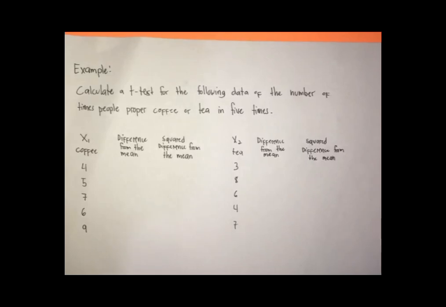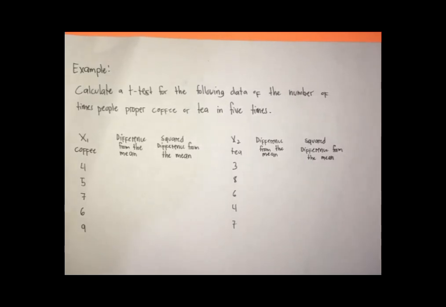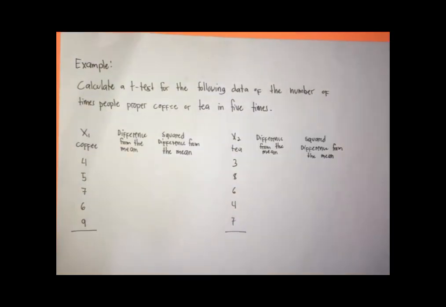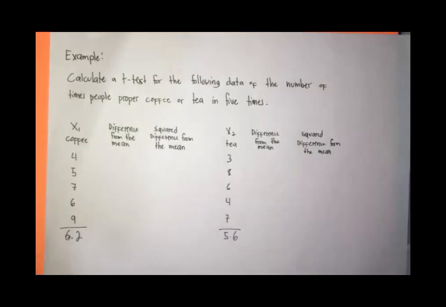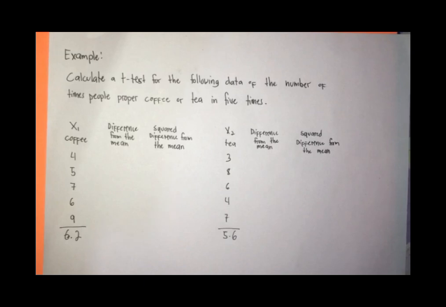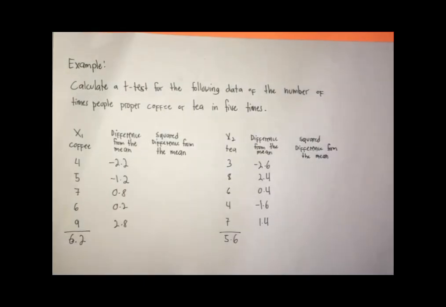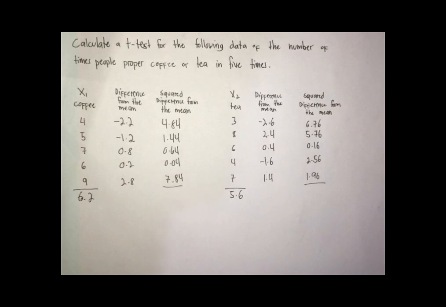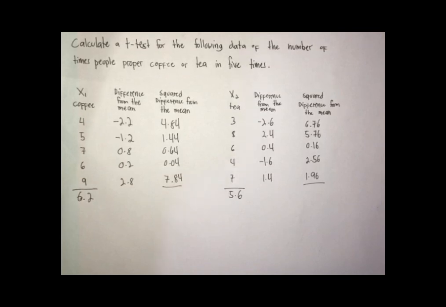Calculate a t-test for the following data of the number of times people prefer coffee or tea in 5 times. First, we need to add the number of people and divide it by 5. To find the difference from the mean, we need to subtract the mean from the number of people. And for the square difference from the mean, we need to multiply it by itself. After that, we need to add the square differences from the mean and divide it by 4.